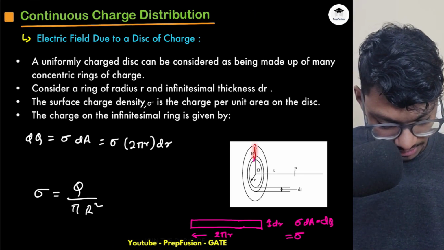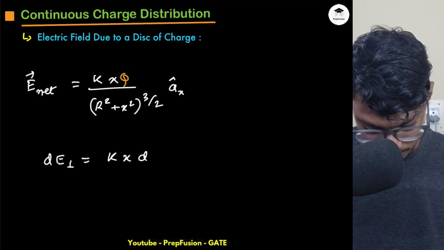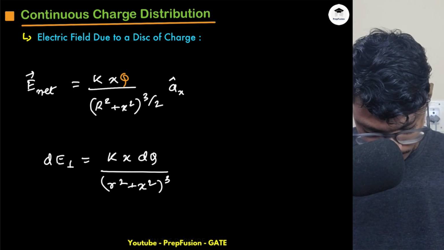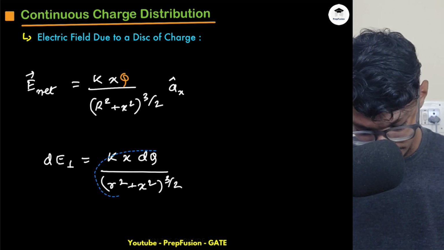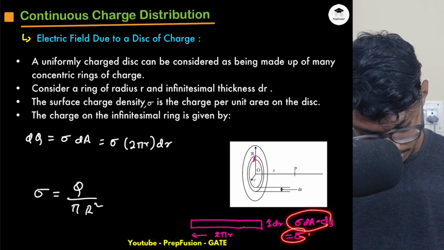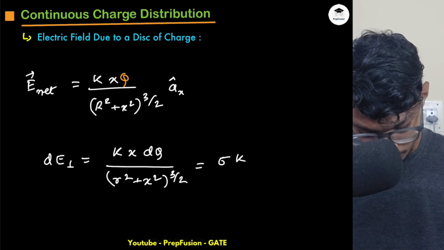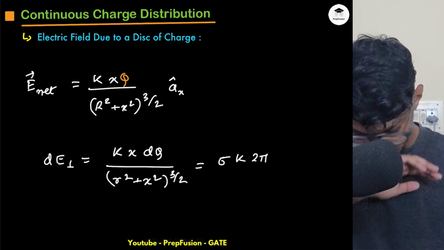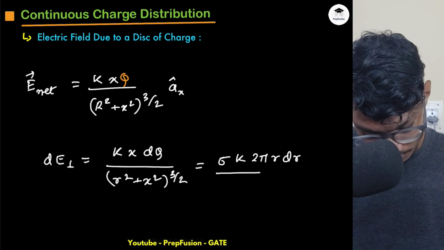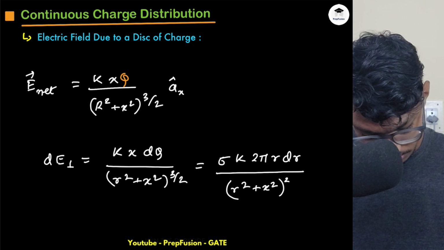So it was actually the radius, right? Currently the radius is small r, so it will be x into dq over (r square plus x square) to the power 3/2, and the direction is given as such. So what is dq actually? dq is, I have already written, sigma into dA, that is sigma into 2 pi r, sigma is k into 2 pi r dr, divided by (r square plus x square) to the power 3/2.